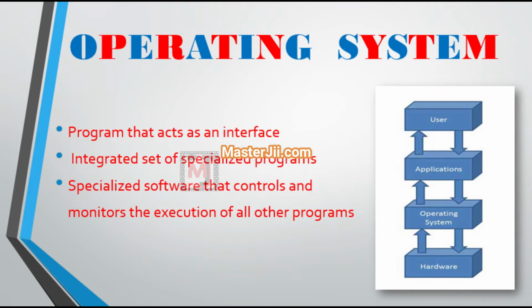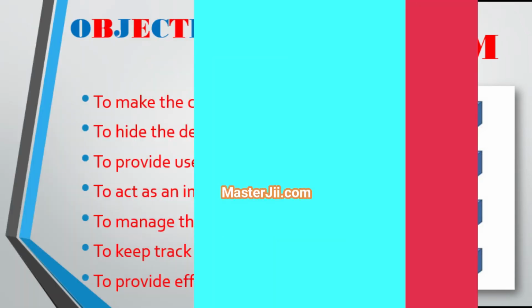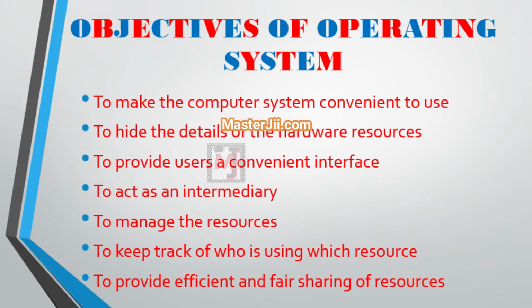It is a specialized software that controls and monitors the execution of all other programs that reside in the computer, including application programs and other system software. And you can also see the picture shown on your screen, so that you can develop a better understanding of how important the operating system is for software and hardware. Then we will discuss objectives of operating system.